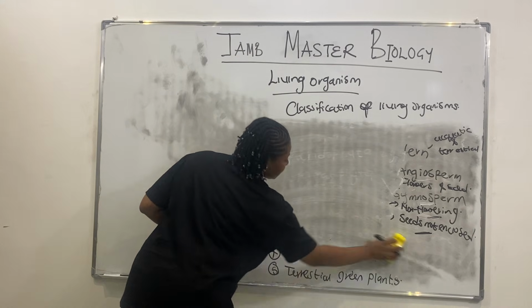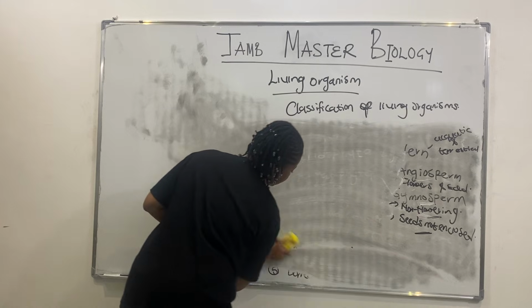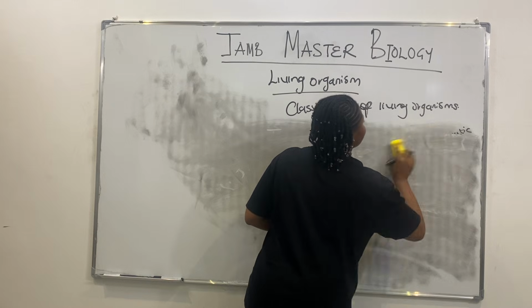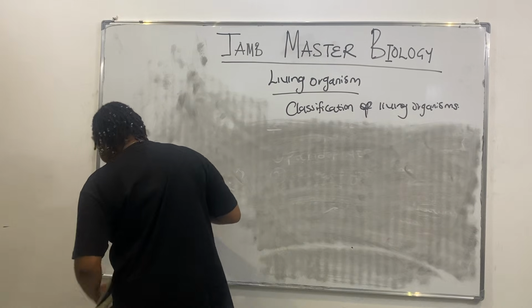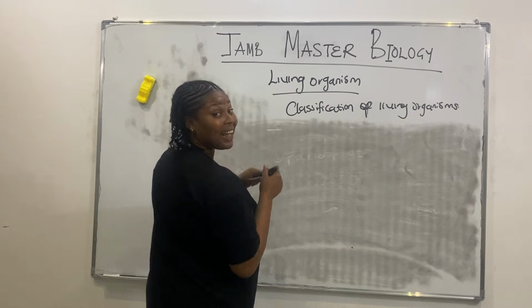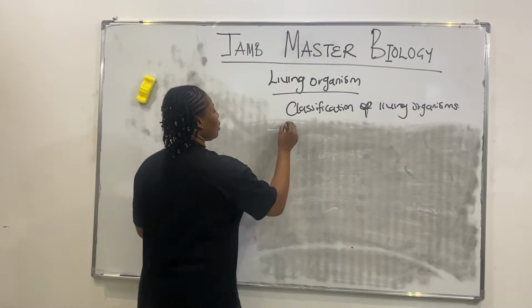Let me break it down more for you people to understand. I know that when I was learning this thing at first in secondary school, it was complicated for me. So we say that plant has 3 divisions. Kingdom plant here.